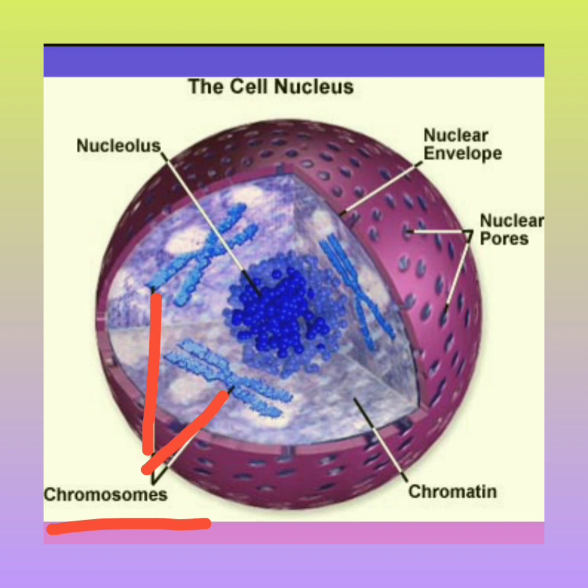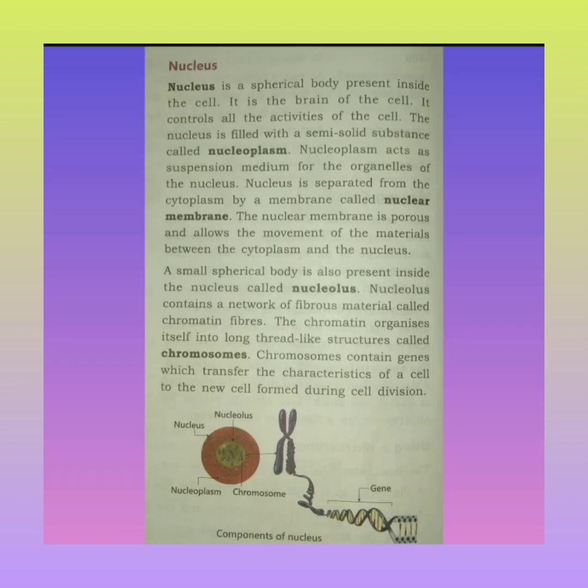Offspring means young ones. The entire content of the living cell is known as protoplasm, because cytoplasm, nucleus and other organelles collectively form protoplasm, which is called the living substance of the cell. So this is all about the parts of a cell.